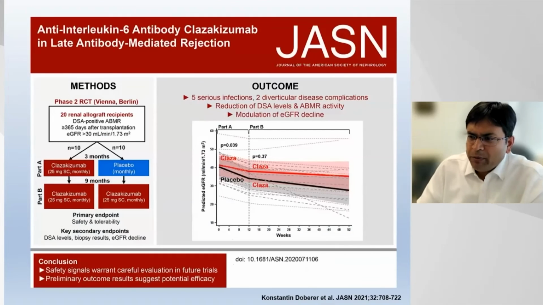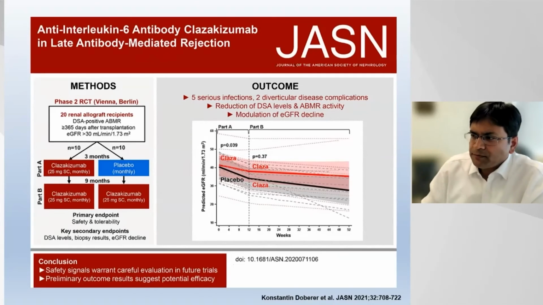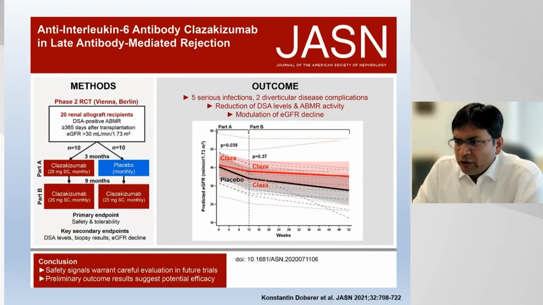So if you look at this new paper from Dr. Bohmig from Vienna, they looked at the role of interleukin-6 antibody clazakizumab for late antibody rejection. They randomized 20 patients into placebo versus claza, and they looked at the GFR trends as well as histologic and molecular changes of rejection over time. What they found in this trial was that the GFR slope of patients who got clazakizumab seems to slow down with regards to worsening compared to placebo, where it continues to worsen over time. And you can see the trend in this graph with the black line for placebo and the red line for clazakizumab.